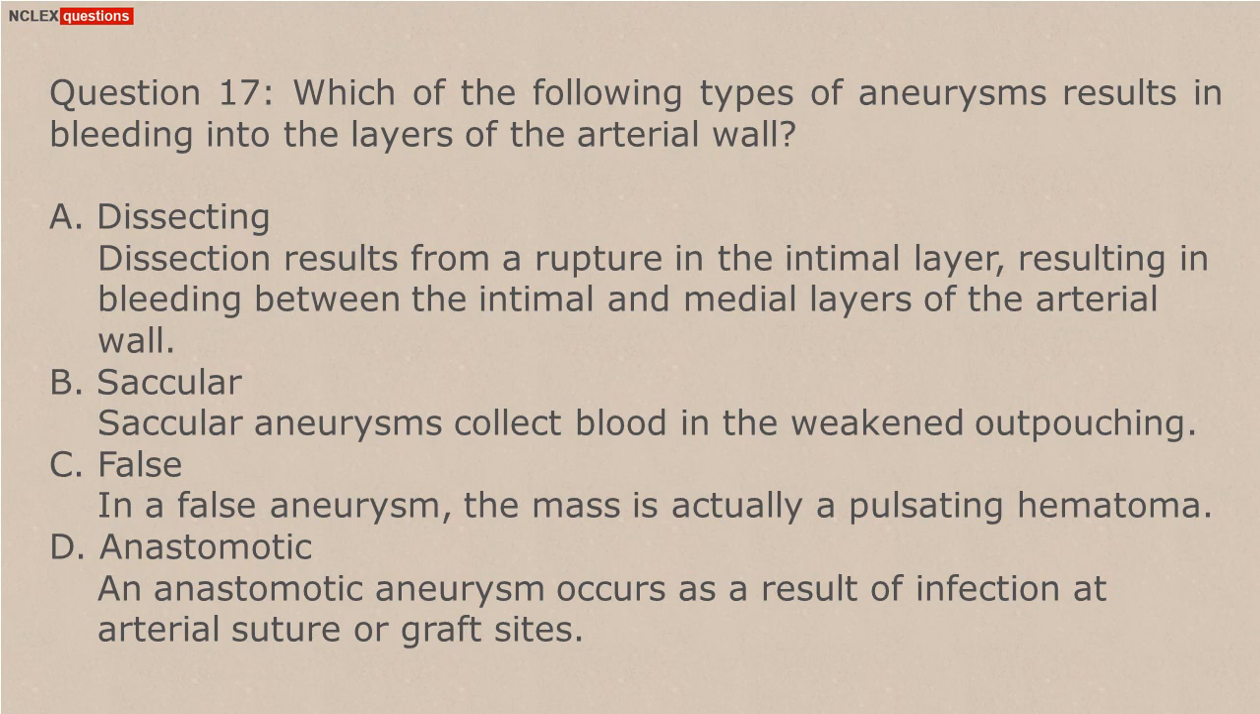B. Saccular. Saccular aneurysms collect blood in the weak and outpouching. C. False. In a false aneurysm, the mass is actually a pulsating hematoma. D. Anastomotic. An anastomotic aneurysm occurs as a result of infection at arterial suture or graft sites.